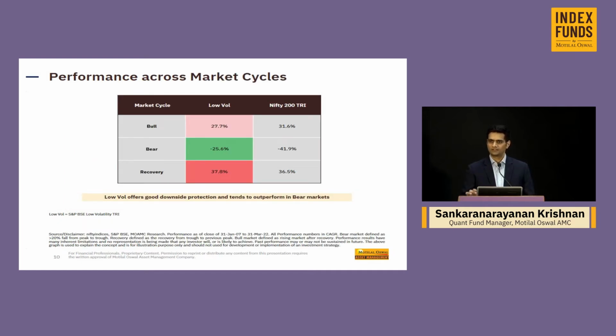And talking about specifically the performance of this strategy across market cycles, when does it outperform? When does it underperform? In bull markets, you can see that it is underperforming. In recovery markets, you can see that it is barely able to keep up with the market. But look at bear markets. Market has fallen on average in a bear market by close to 42%. Versus the low volatility strategy, which has only fallen by close to 25%. And I told you 15% improvement on the downside is equal to more than a 20% improvement on the upside.